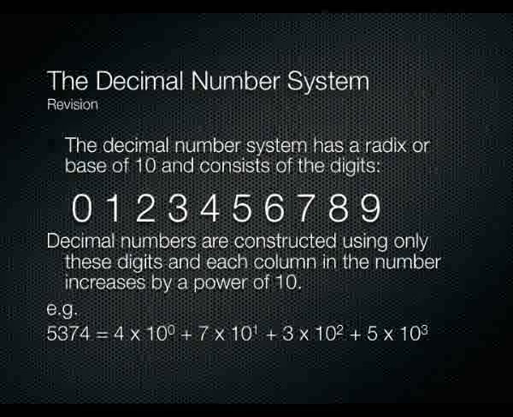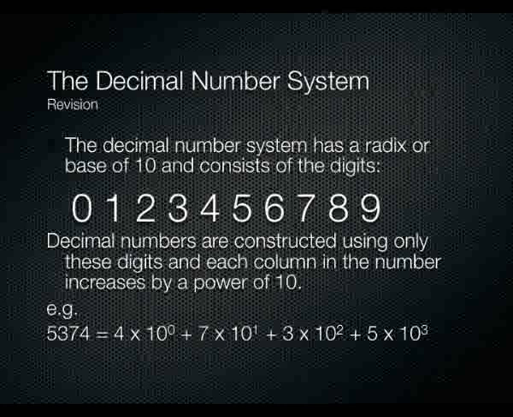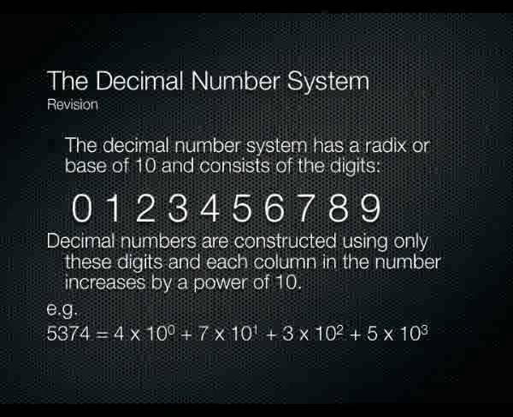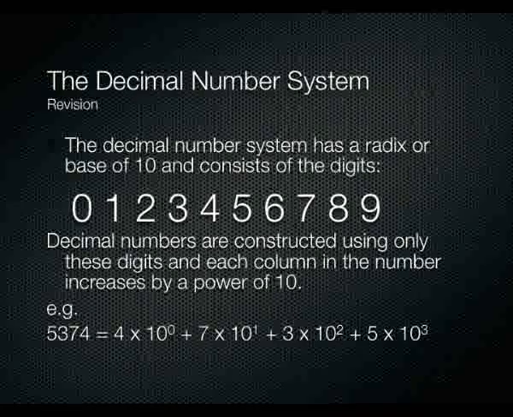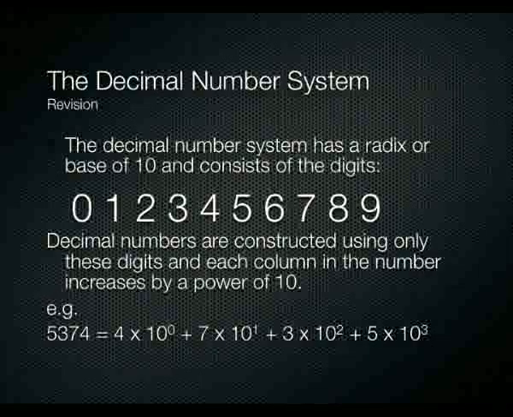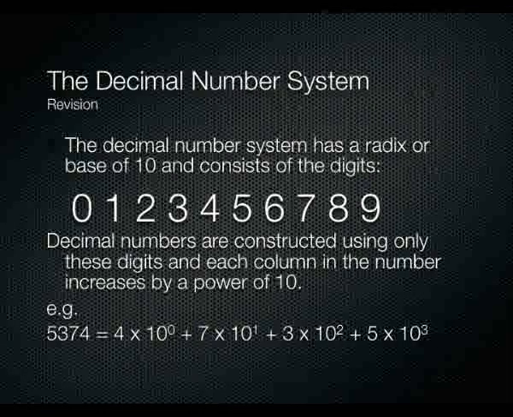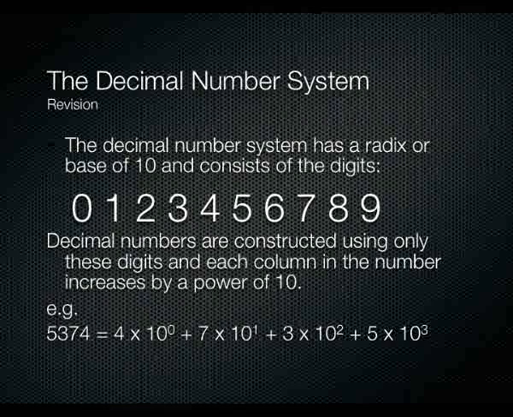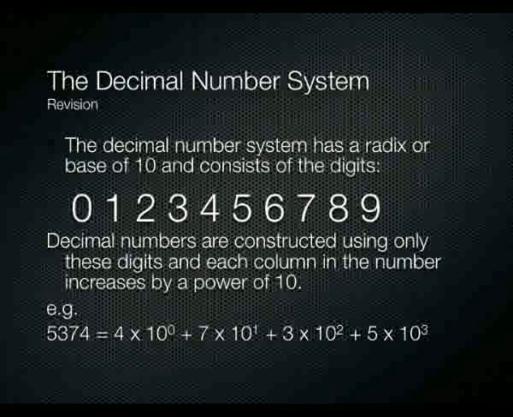And each column inside our column-like structure that we have when we construct a number of multiple digits increases by a power of 10. So our rightmost column starts at 1, is our ones column. The column immediately to its left is the tens column. The one immediately to its left is the hundreds, and the thousands, the 10,000s, the 100,000s, and so forth. So each column is a power of 10.